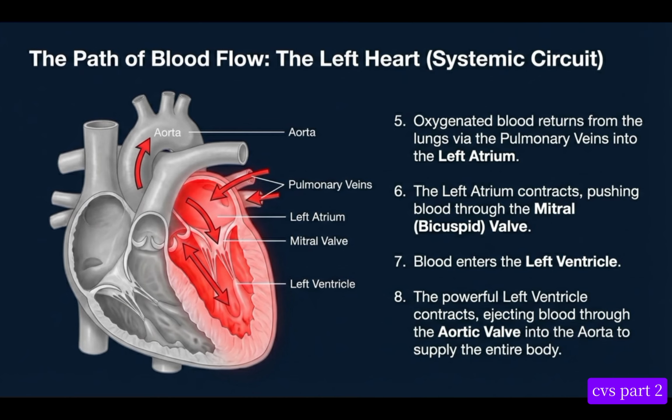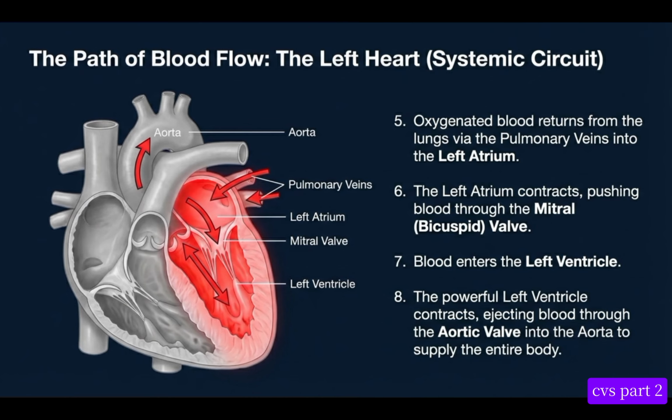Now from there, what happens next? Blood enters the left ventricle. So the eighth thing that happens involves the powerful left ventricle. The ventricles are thicker and have more pressure than the atria, and the left ventricle is thicker than the right ventricle. Why? The left ventricle pumps blood throughout the body, while the right ventricle pumps blood only to the lungs.